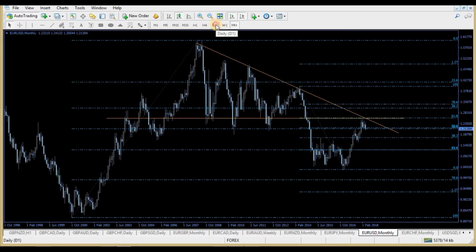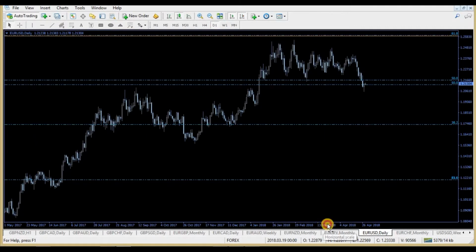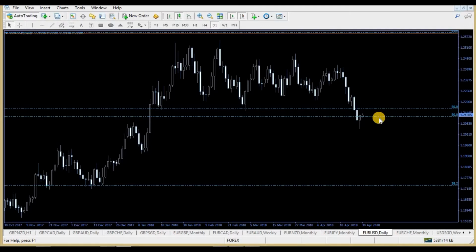So if we skip back down to the daily, the bottom line was the all-time low to the all-time high. You can see price has come down clearly below, and then it's had a push and closed back up through it. I think probably this price is going to push up higher.